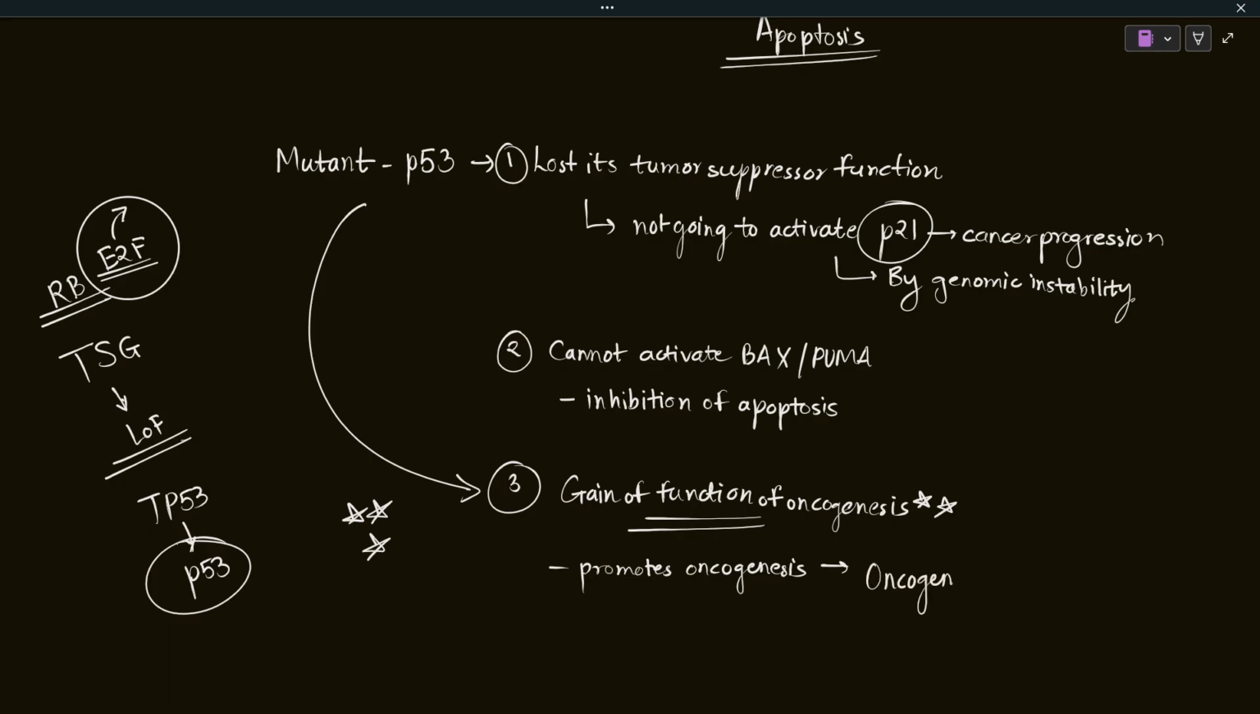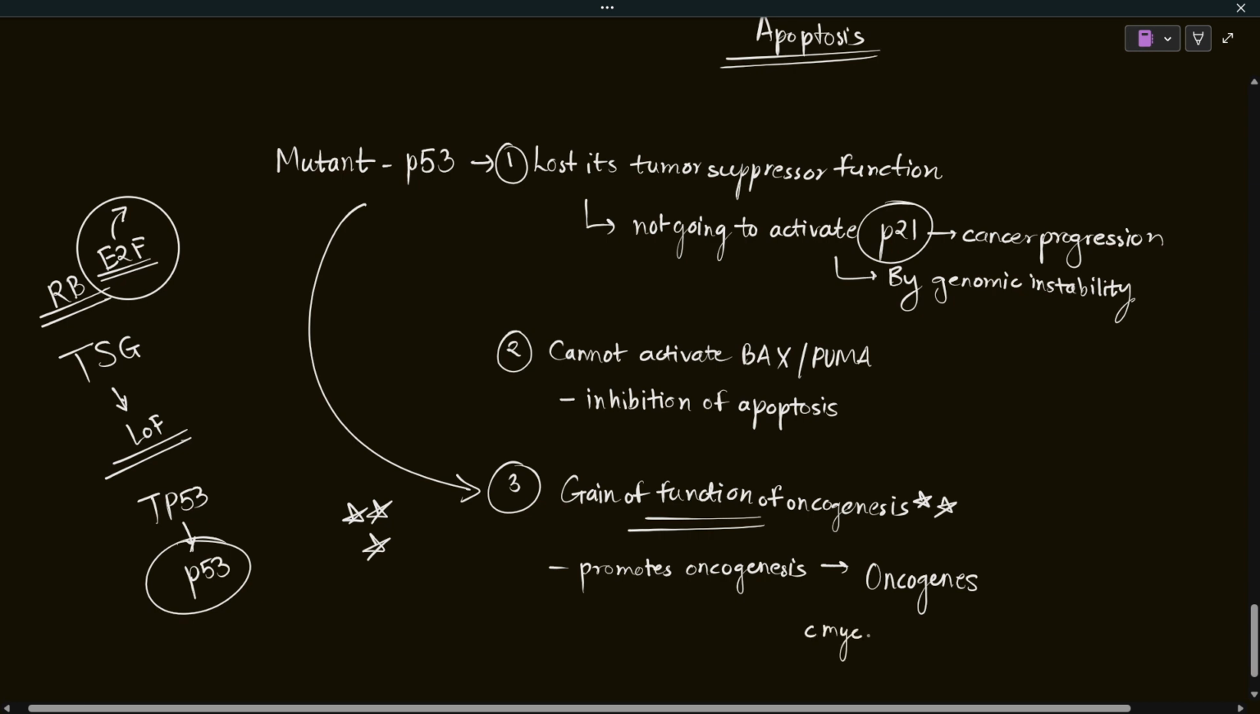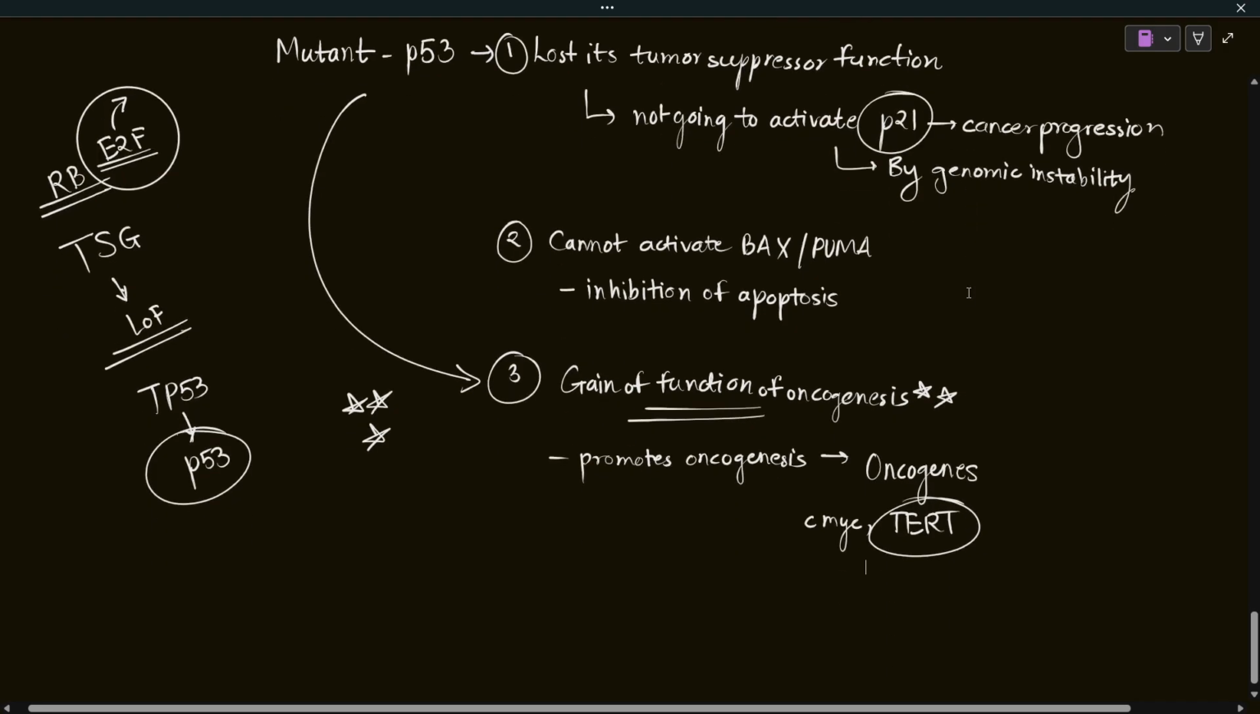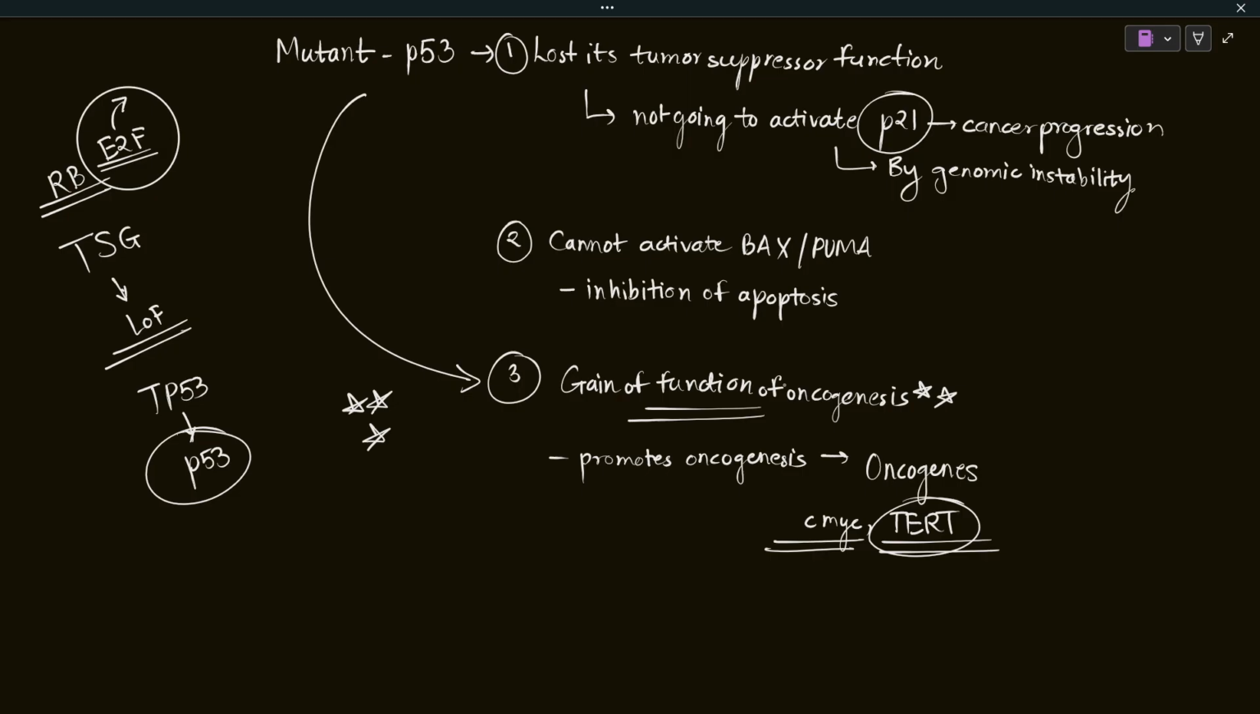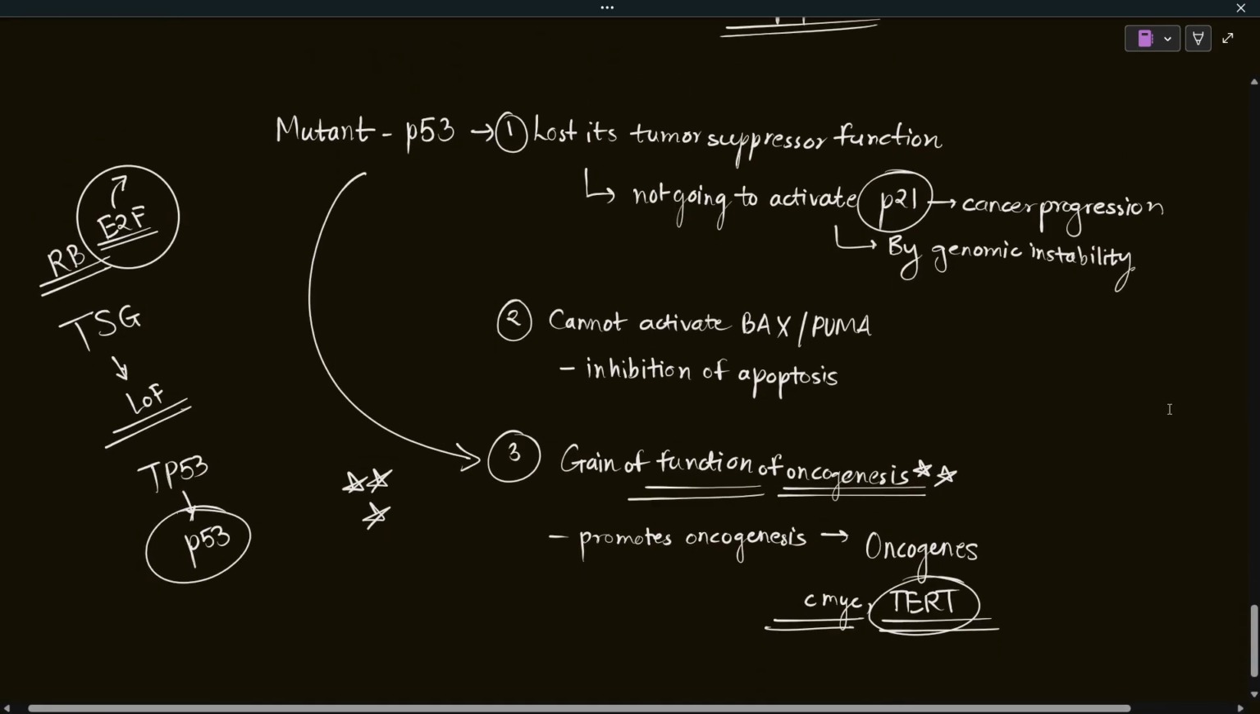How is oncogenesis promoted? By the overexpression of oncogenes such as c-MYC and TERT. We will discuss TERT, which is a telomerase subunit. c-MYC is an oncogene, okay? So c-MYC and TERT overexpression is going to lead to oncogenesis. This is a very important point about p53.